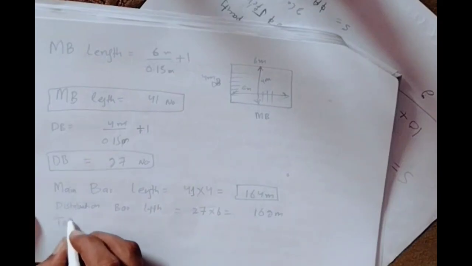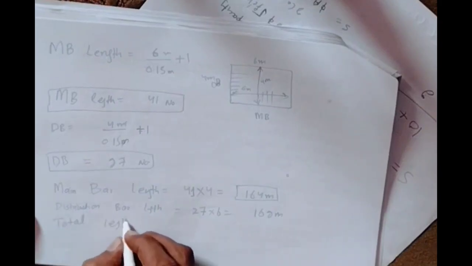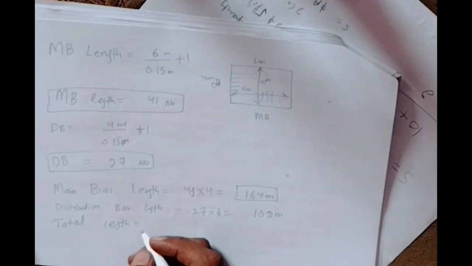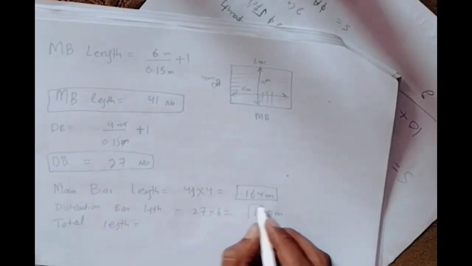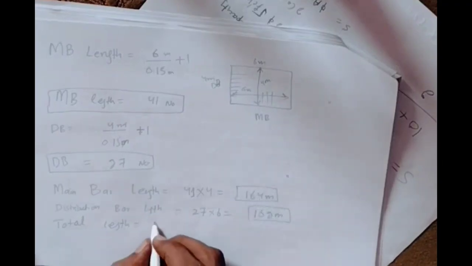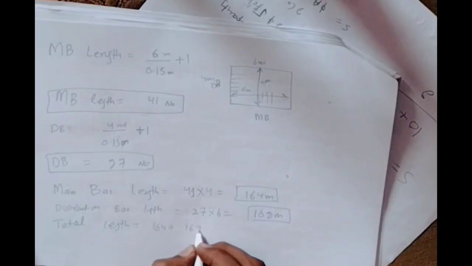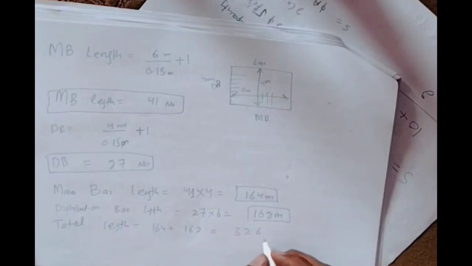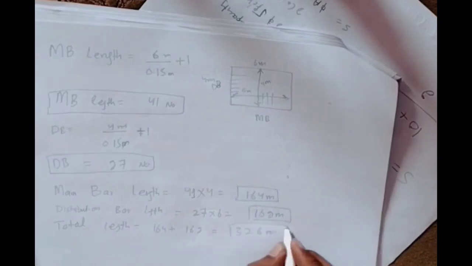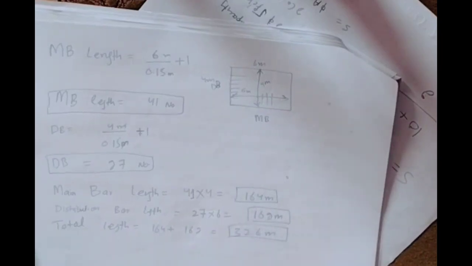So these are the lengths, and now we will calculate the total length of the steel bars. It is very simple. Add these two lengths, 164 plus 162, you will get 326 meter. So 326 meter length of steel will be used in this specific slab.